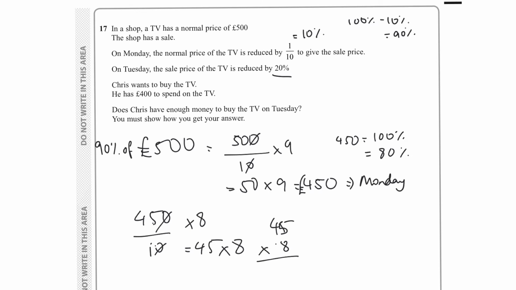So 5 times 8, 40. Carry 4. 4 times 8, 32, plus the 4, 36. So you're left with £360. So the actual price is £360 on Tuesday. So Chris, my friend, has enough money. So our answer is going to be yes.